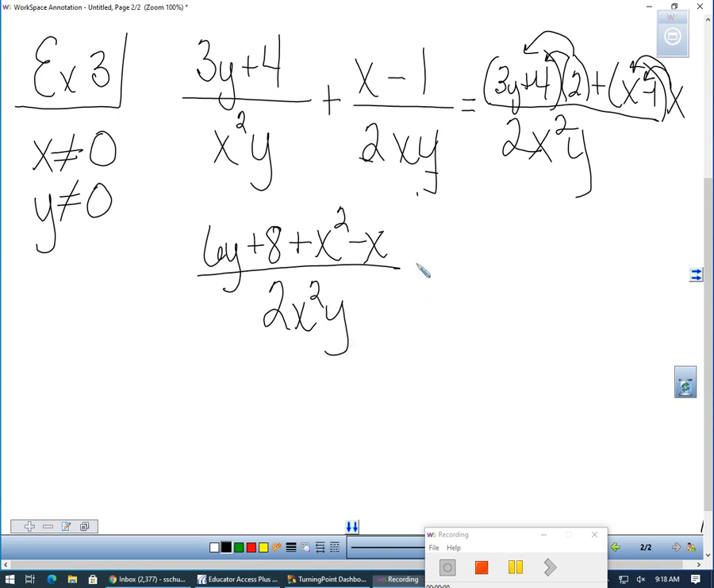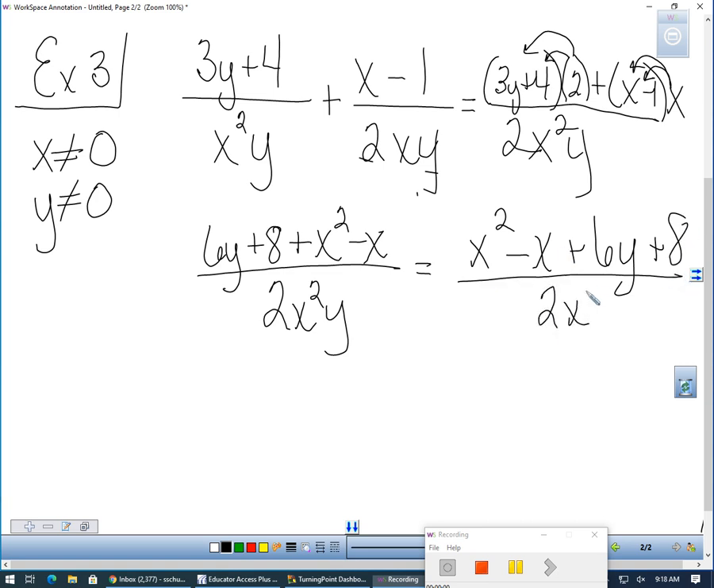And of course, we need to put that in the right order. So in this case, I'm going to start with my x squared on top. Negative x would go next. And then I have a 6y and plus 8. All over 2x squared y. Does anybody know why I put the x term before the y term? Remember, we like to write them alphabetical.